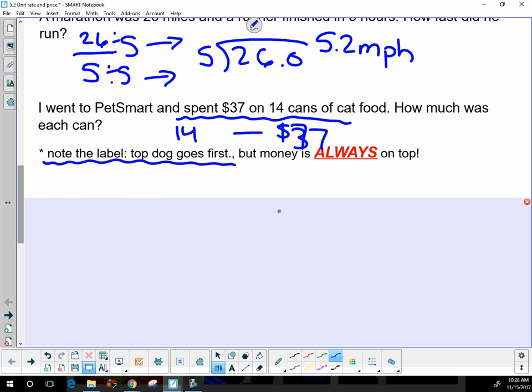So after you do that division, you should find out that in this particular case, each can of cat food was $2 and about 64 cents. Now the decimal goes on, but I'm just rounding.